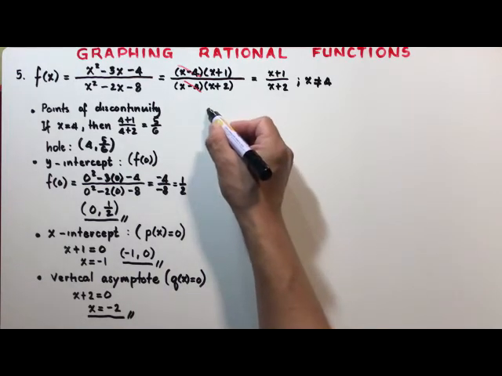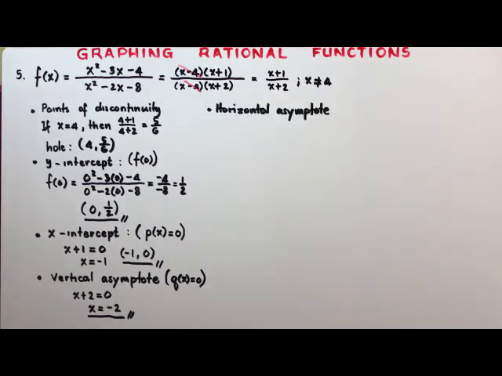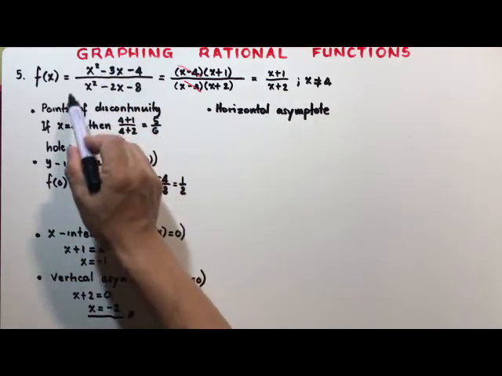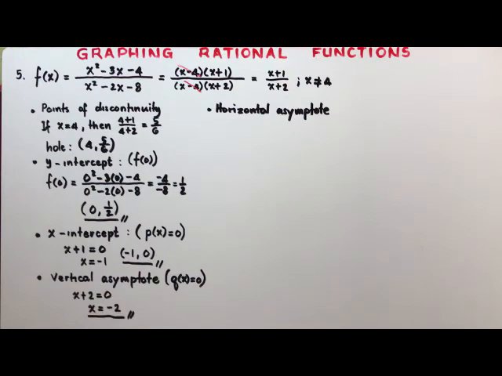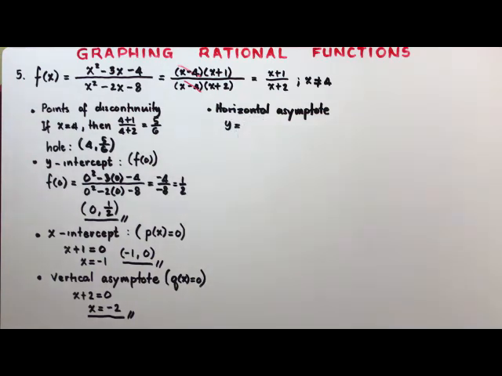Now let's proceed also to our horizontal asymptote. Our horizontal asymptote can be obtained by comparing the degree of the numerator to the degree of the denominator. And looking at the degree of the numerator and the degree of the denominator, they are just equal, because the degree of the numerator is 2 and the degree of the denominator is also 2. Then therefore, our horizontal asymptote is the quotient of the leading coefficient of the polynomial in the numerator divided by the leading coefficient of the polynomial in the denominator.